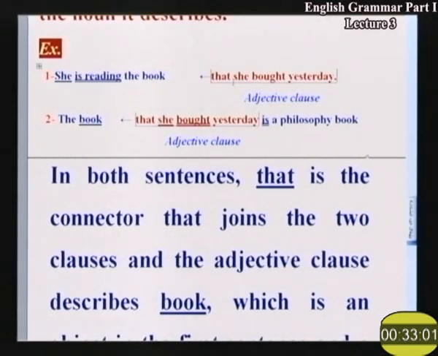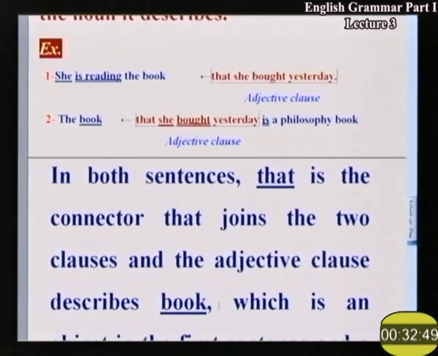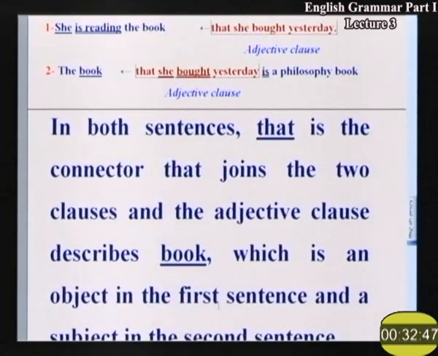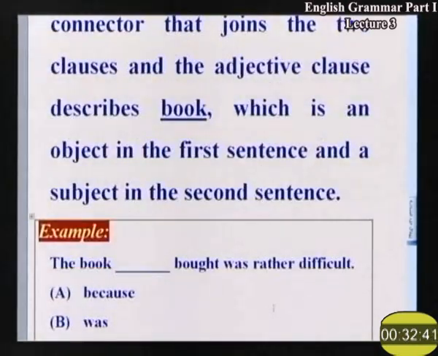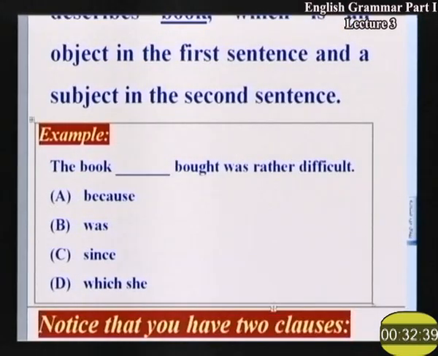طيب in both sentences that is the connector that joins the two clauses، وعرفنا هما ايه. and the adjective clause describes book, which is an object in the first sentence and a subject in the second sentence. طيب تعالوا نبص للمثال ده اللي هو زي الحاجات، نوعية الحاجات اللي هتجيلنا في الامتحان.